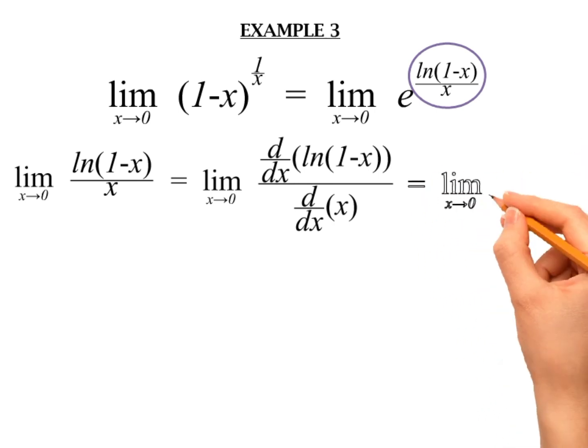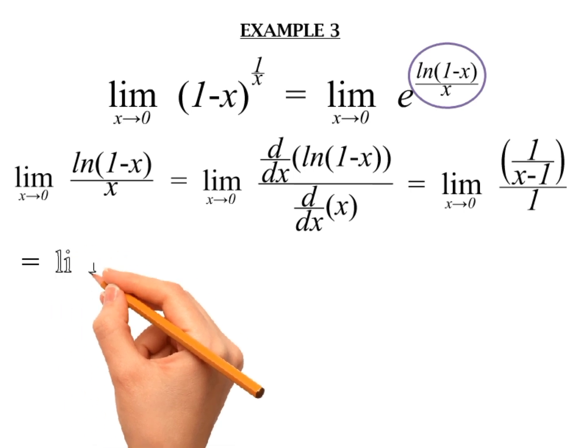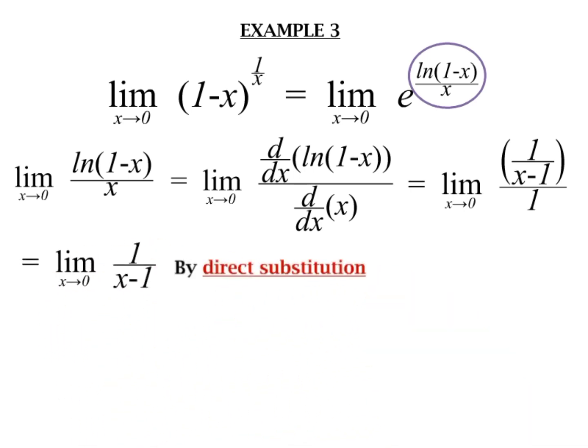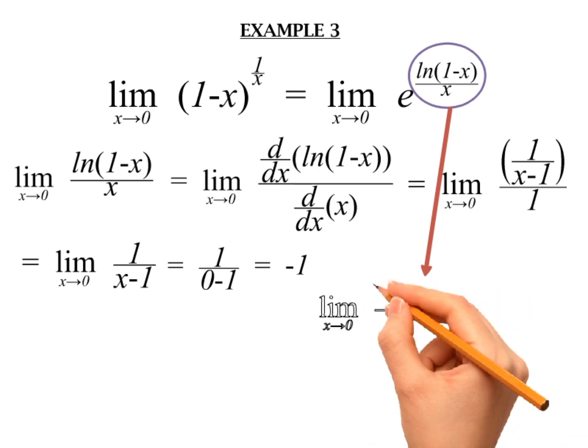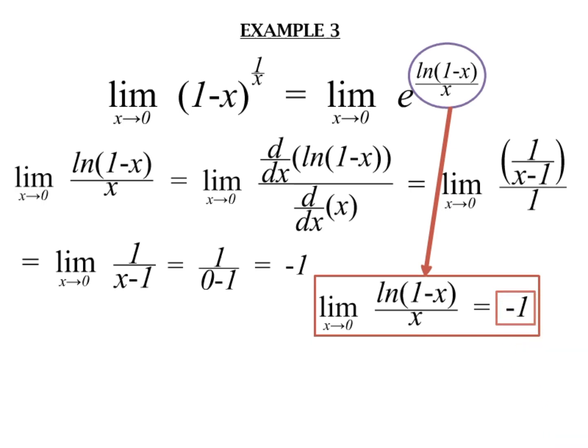This is equal to (1 over (x minus 1)) over 1, which is now a reduced function that can be evaluated by direct substitution. It gives minus 1. The limit we just evaluated is the power. The power is minus 1. Therefore, we draw the conclusion that the limit of (1 minus x) raised to the power of 1 over x is equal to e raised to the power of minus 1, or 1 over e.